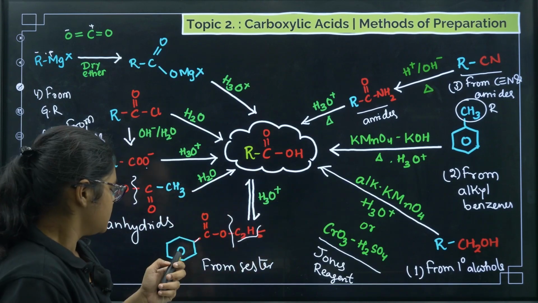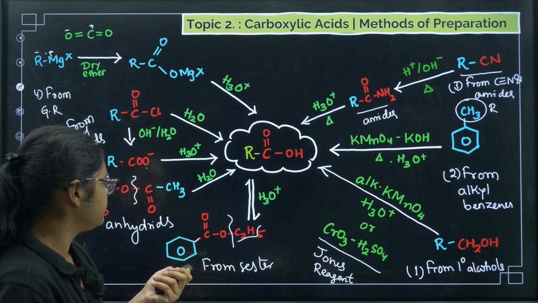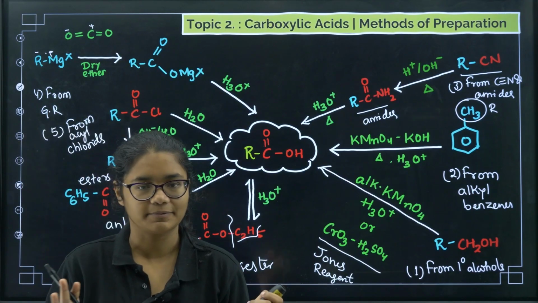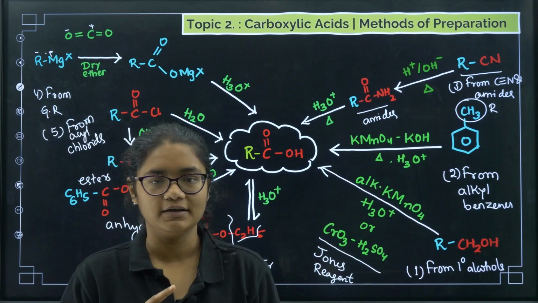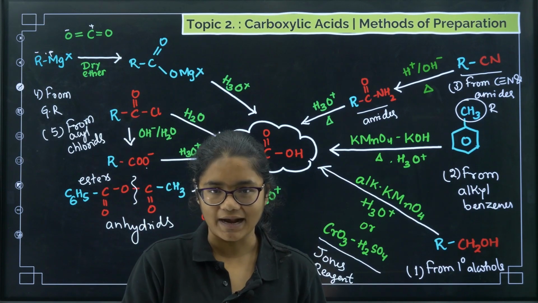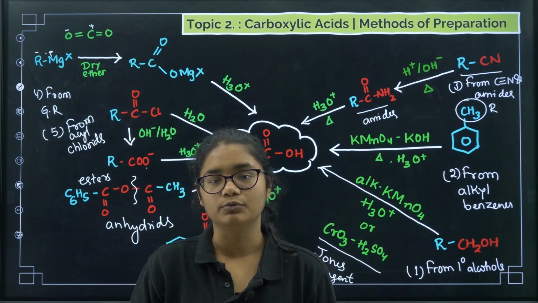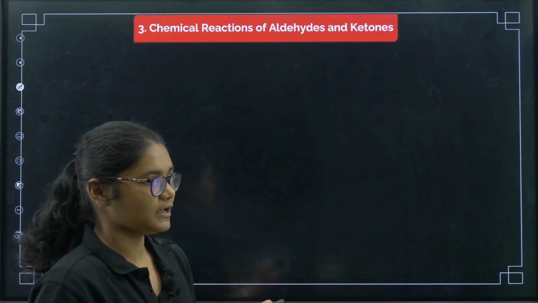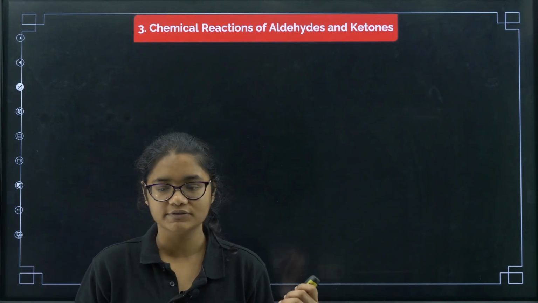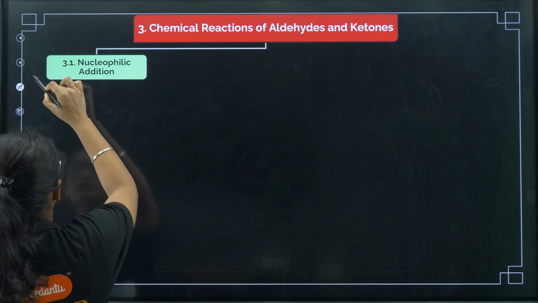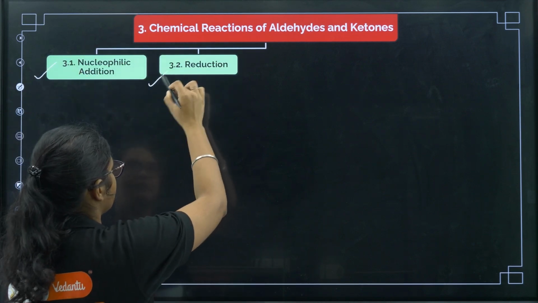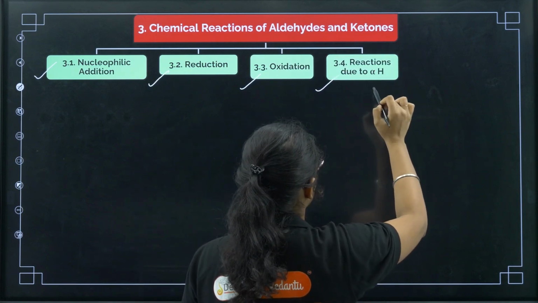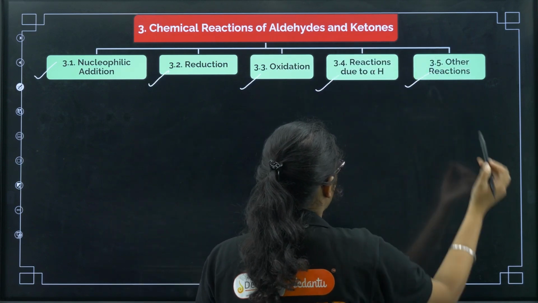Okay. So next, coming to the next method of preparation. Okay, so all the 3 methods of preparation we have completed. Carboxylic acid, both aldehydes and ketones, only aldehydes, only ketones. Now we will go to study their chemical reactions. Okay, so starting with the chemical reactions of aldehydes and ketones. Okay, so the first one is nucleophilic addition reaction, then we have reduction reaction, oxidation reaction, then you have reactions due to alpha hydrogen and other reactions.